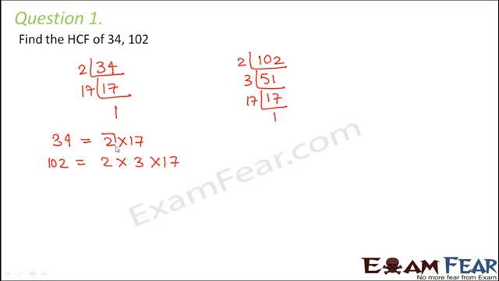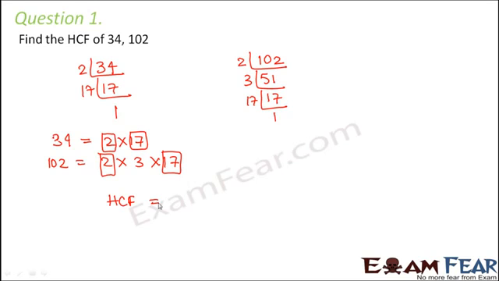Now let us mark the common factors that we have. 2 is common here, 2 is also common here. 17 is present here, 17 is also present here. So 2 and 17, these are the common things. Now can you tell me what would be the HCF? Even though I can't hear you, please say it by yourself so that you learn it.